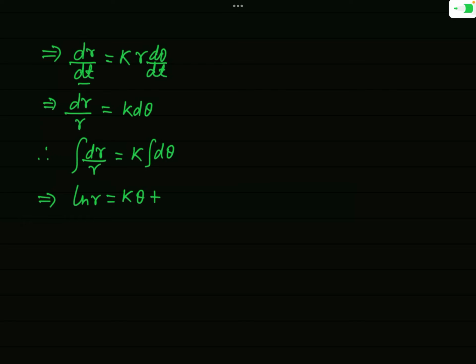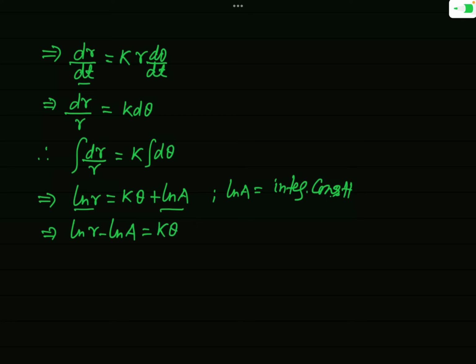As on the LHS there is a logarithmic value of r, it is more convenient to write the constant in terms of log. So let us write the integration constant as ln a. This ln a is just the integration constant. Now, when you take this constant to the LHS, this will be ln r minus ln a, and that is equal to k theta. And this will be simply ln of r over a, and this is equal to k theta.